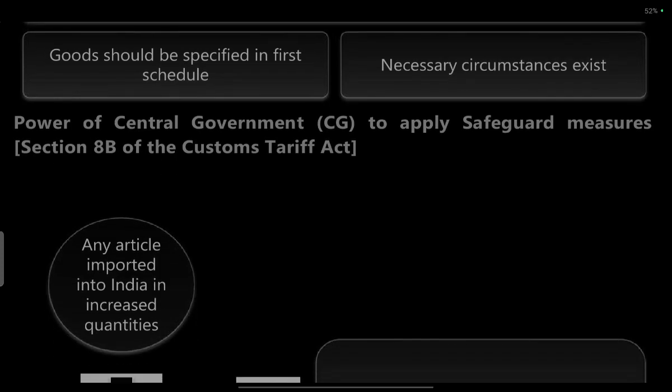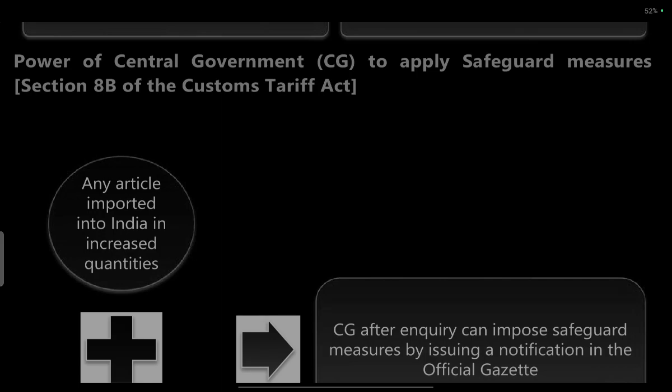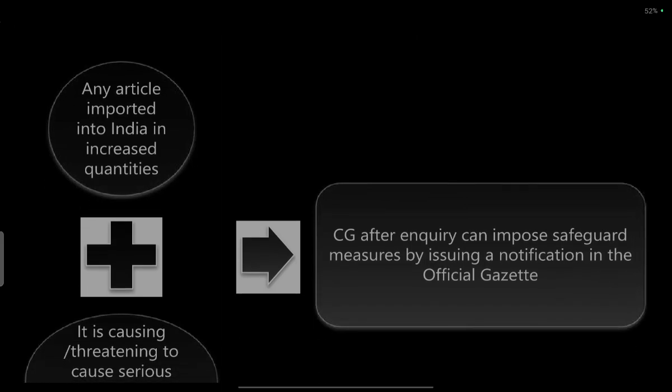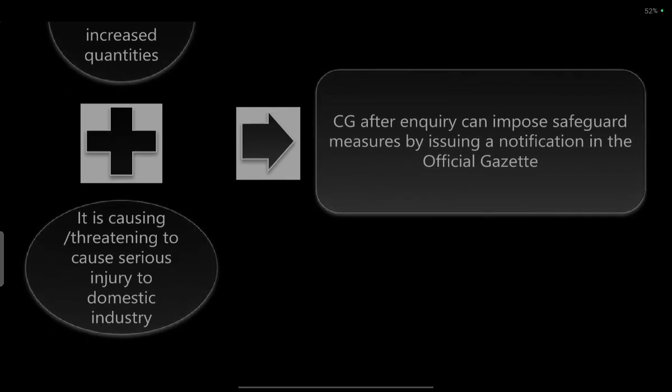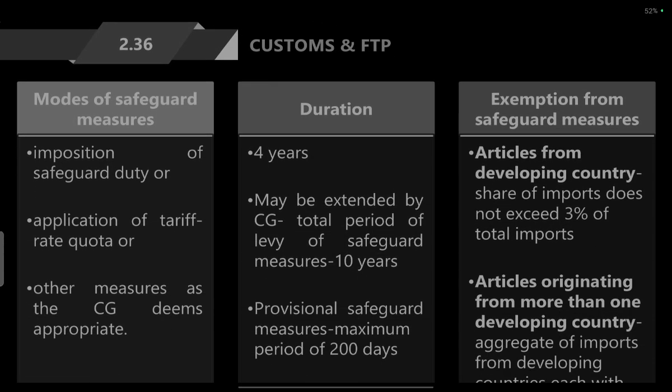If necessary circumstances exist. The power of the Central Government to apply safeguard measures, Section 8B of the Customs Tariff Act, applies to any article imported into India in increased quantities causing or threatening to cause serious injury to the domestic market. The Central Government, after inquiry, can impose a safeguard measure by a notification in the official gazette.